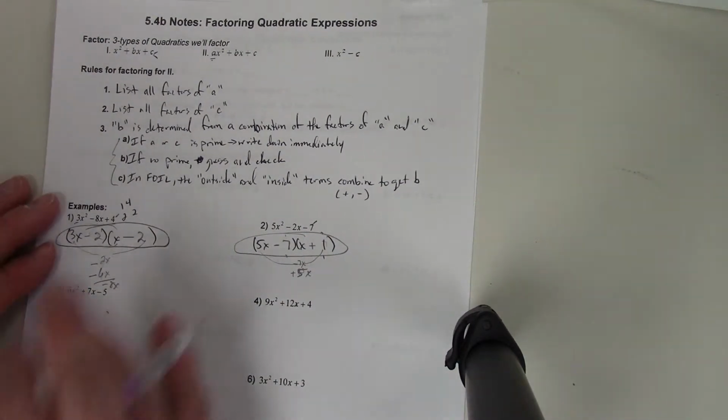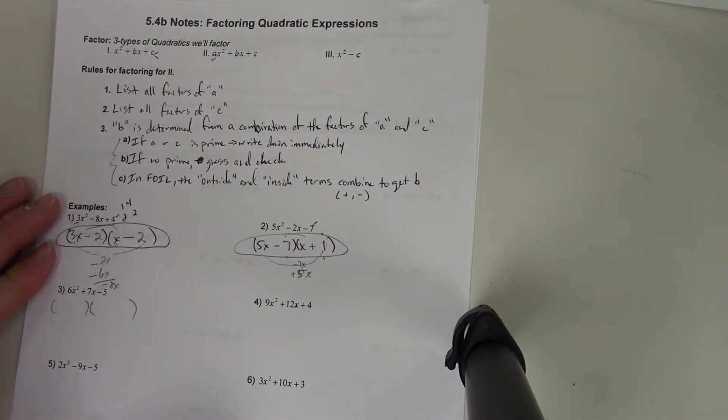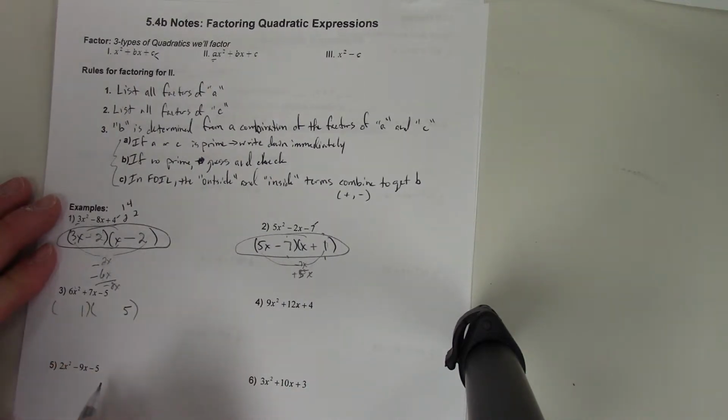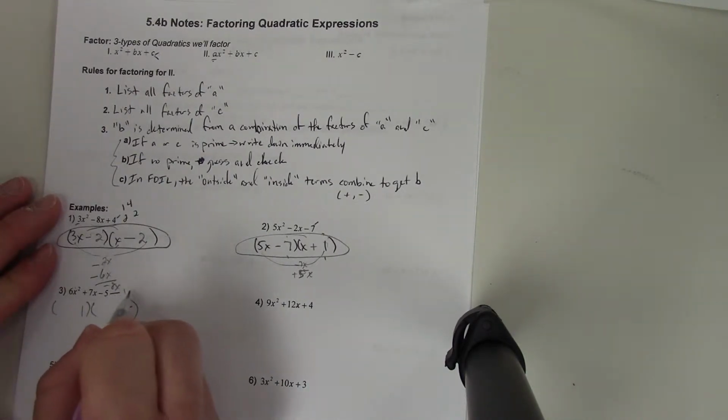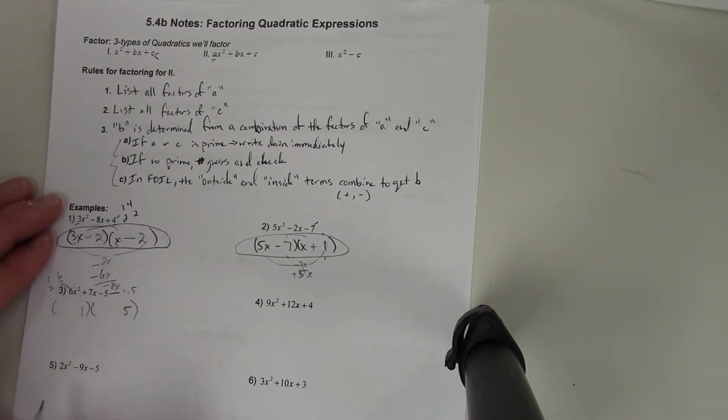Okay. Now on number 3 again, you know what? I think you guys can try number 3. Go ahead and try number 3, pause it, come back and make sure you got it. I'm going to start with 1 and 5 because 5 is a prime number. It only has 1 and 5. Now for this, it's either going to be, again, the factors of 6 are 1 and 6 or 2 and 3. So I got to just plug them in and guess and check.